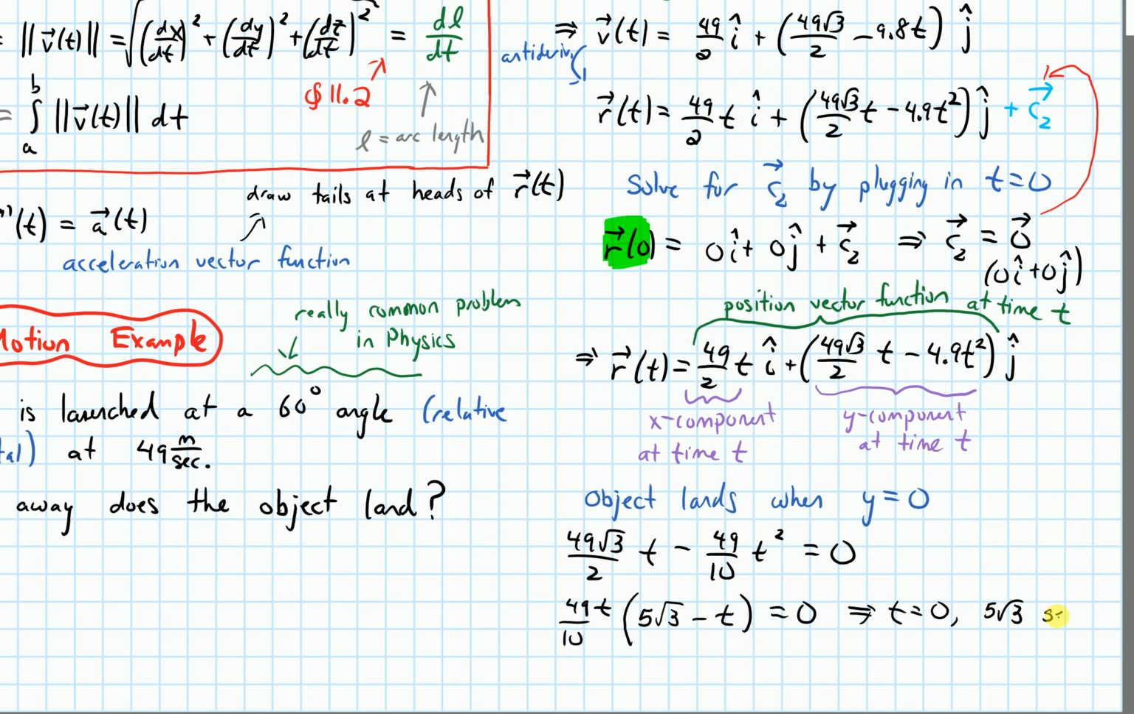The units for time here were seconds. So we're getting two values for when y equals 0. And that's because 0 was the launch time. So one of these times is when we launch it. That does correspond to when y equals 0 as well. And the other time is 5 root 3. This is going to be the landing time.